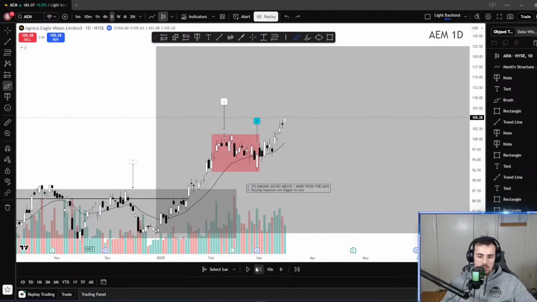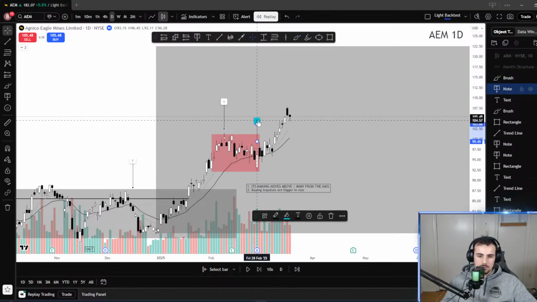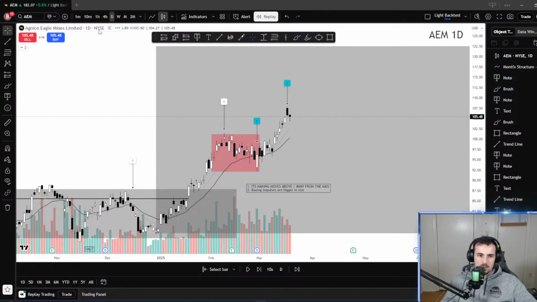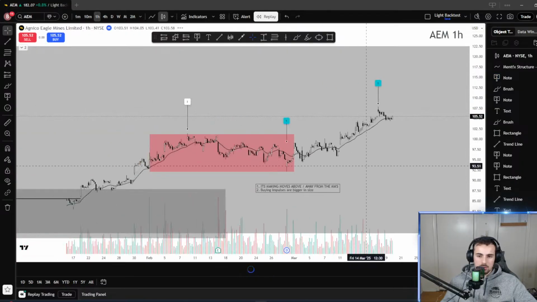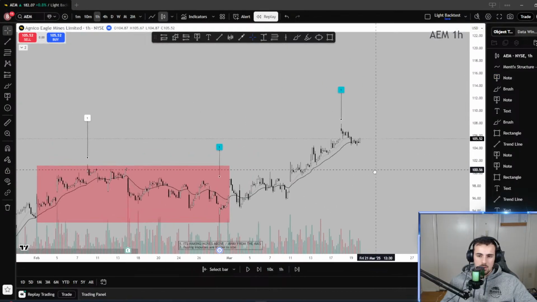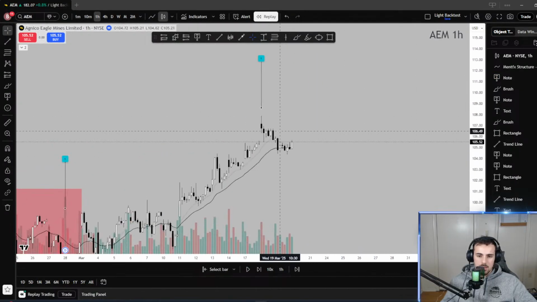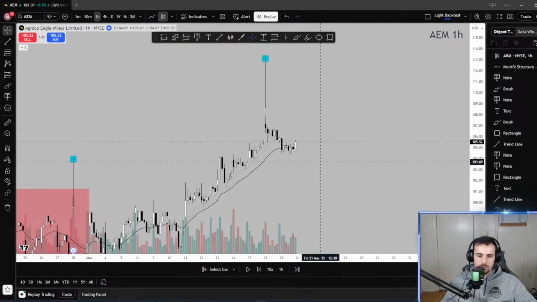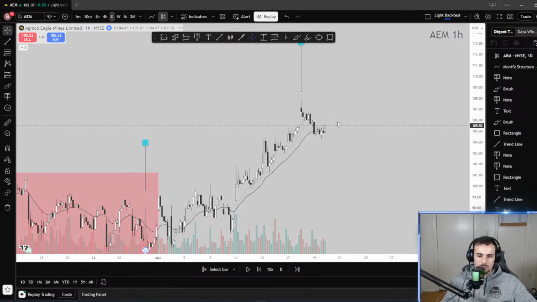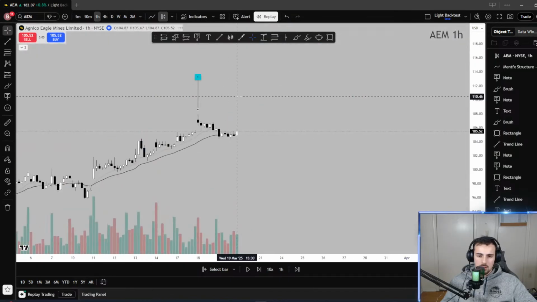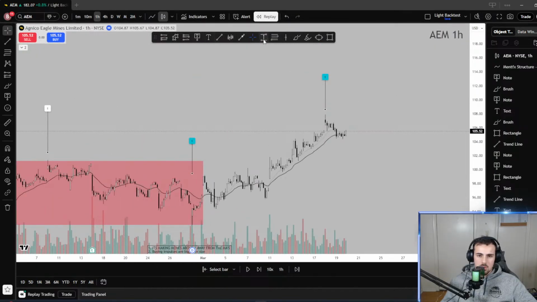So let's wait for a pause on the daily. You get the pause. This is the first high to be ran. So we drop down to the 1 hour. 1 hour is not an accumulation. It looks like it's going sideways. So 1 hour.